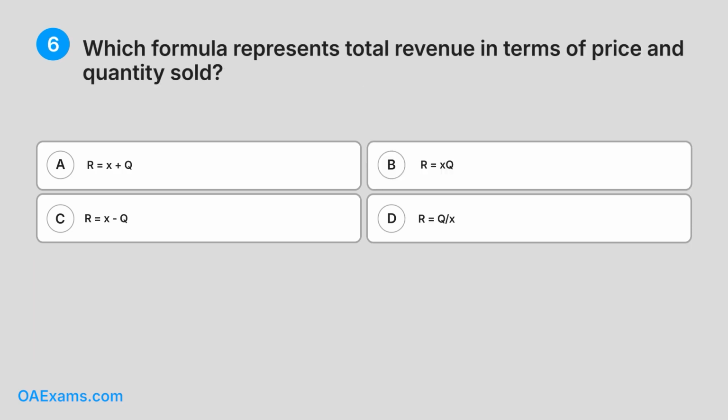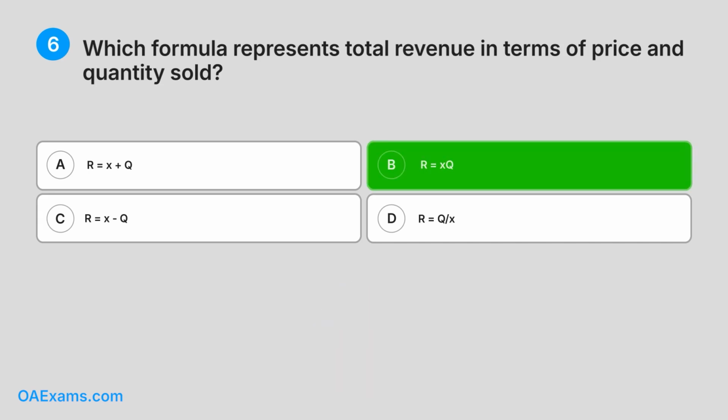6. Which formula represents total revenue in terms of price and quantity sold? A. R equals X plus Q. B. R equals X multiplied by Q. C. R equals X minus Q. D. R equals Q divided by X. Do you know the answer? Correct answer: B. R equals X multiplied by Q.